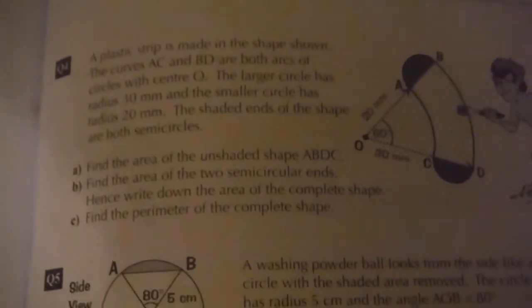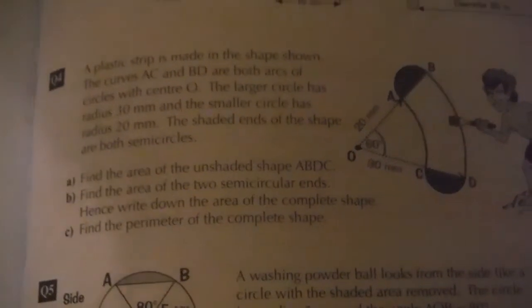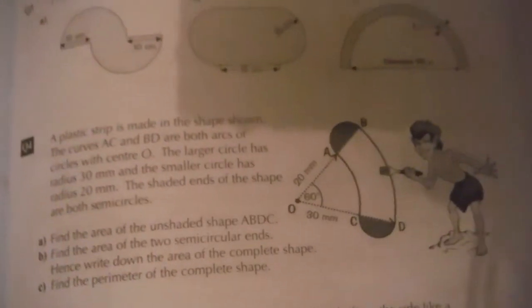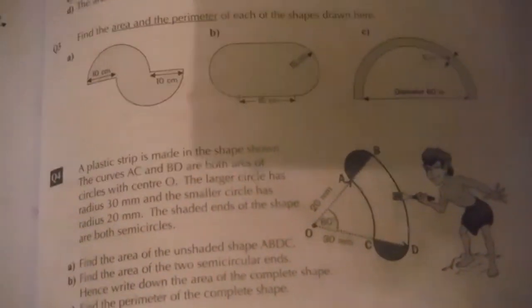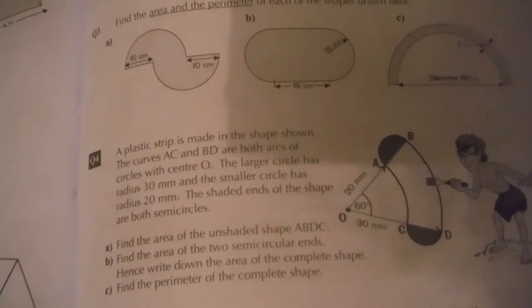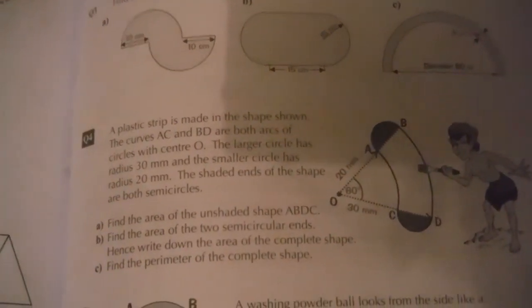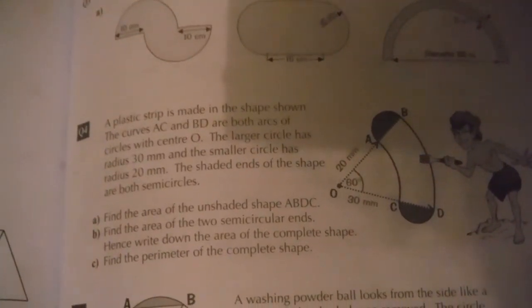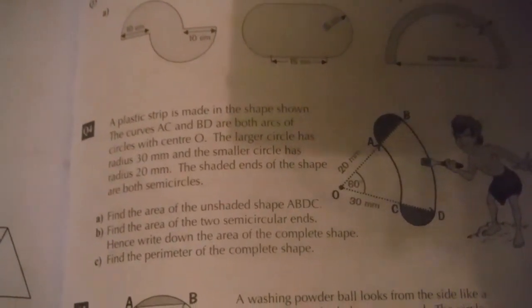Okay, so question 4. A plastic strip is made in the shape shown. The curves AC and BD are both arcs of circles with center O. The larger circle has a radius of 30 millimeters and the smaller circle has a radius of 20 millimeters. The shaded ends of the shape are both semicircles.